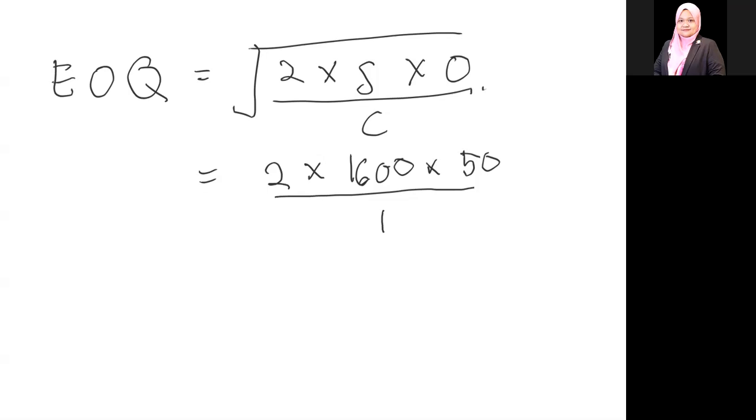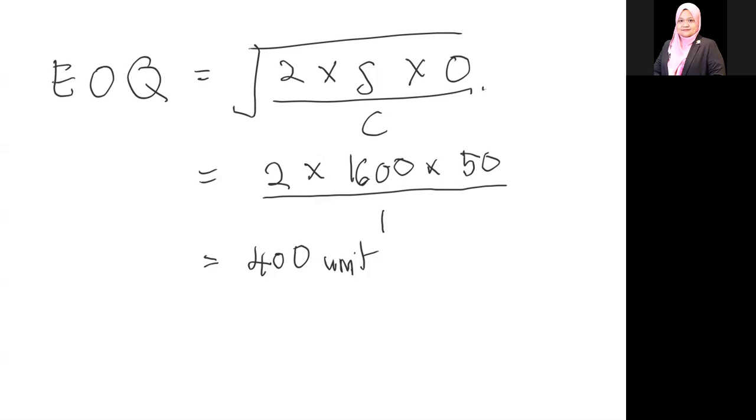1 is the carrying cost per unit. So the answer is 400. Sorry, it's 400 units, because we want to know the economic order quantity. Okay, so what is the optimized quantity to be ordered? So we use the economic order quantity.